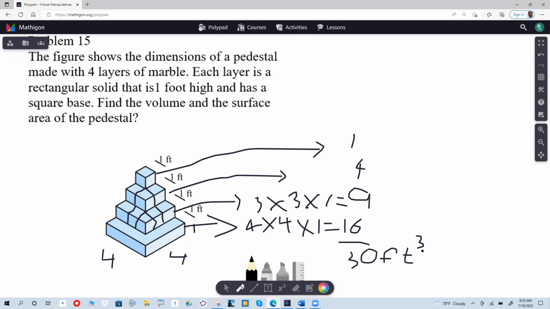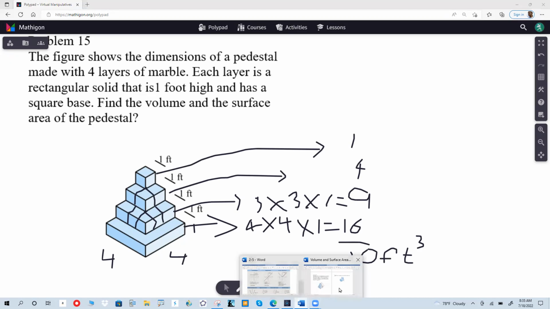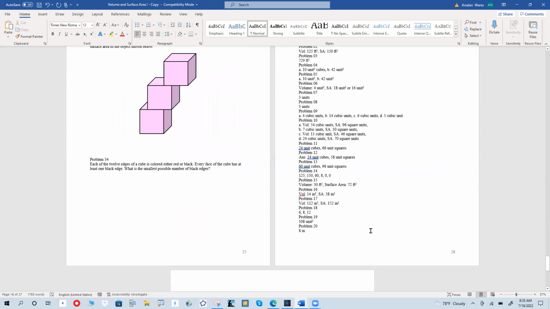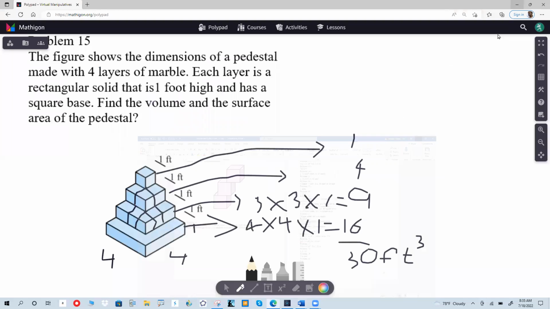I will check my answer. Just to make sure I didn't mess anything up, let's check the answer to number 15. Yeah, that's 30 square foot. Okay, the surface area. So I'm going to get rid of my writing.